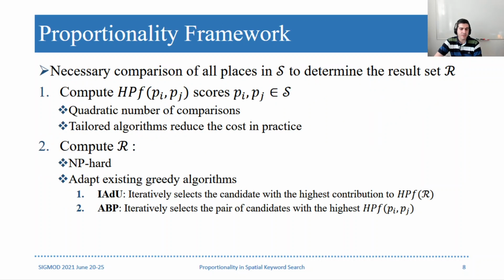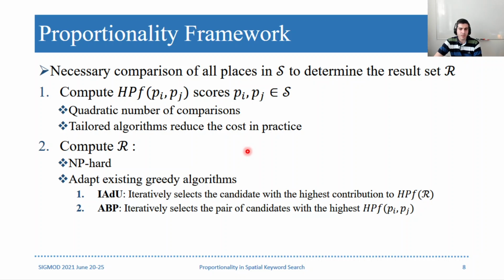Our problem definition necessitates the pairwise comparison between all places in S to compute all the pairwise HPF scores and determine the subset R. Our framework consists of two steps. First, we compute the pairwise HPF scores for all places in S. This involves a quadratic number of comparisons. We employ our tailored algorithms to reduce the computational load in practice. The computation of the optimal set R is NP-hard.